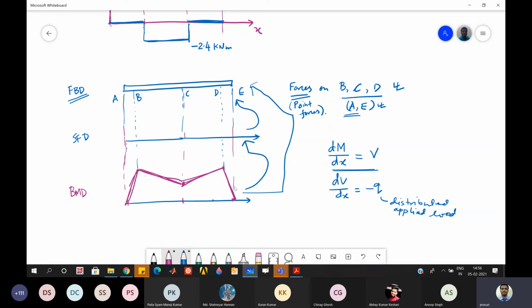See here. In this problem, as I told you, I'll just start from the right side to the left side, and I'll first focus on this diagram. You can see this BMD is linear, starting from one point, and here it is going to 0. And I know that the slope of this will be equal to the shear force, dM by dx equal to V.